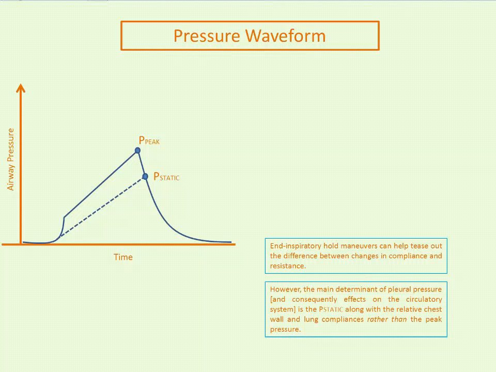However, the main determinant of pleural pressure, and consequently the effects on the circulatory system, is the static pressure. So that would be a plateau pressure at end inspiration, or the end expiratory pressure, whatever that may be. It's often set on the ventilator, known as the PEEP.